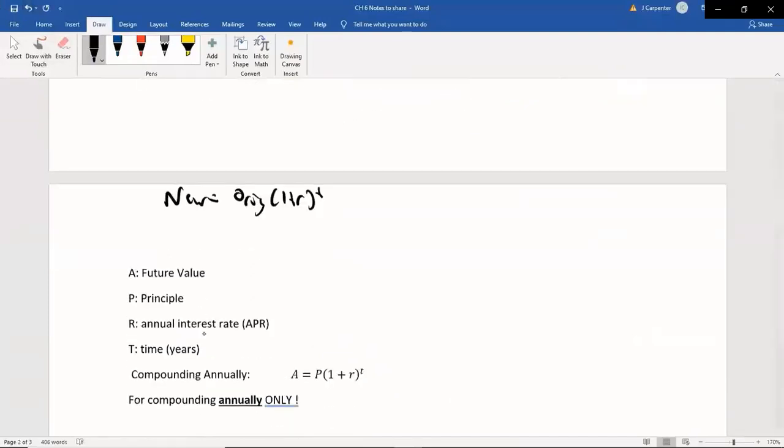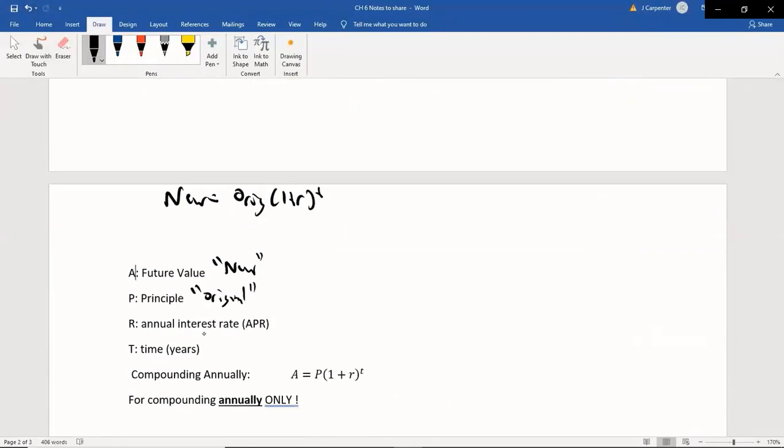So A, the future value, that's what we call the new. P, the principal, that's what we call the original. R, the annual interest rate, there's no surprise there. T, the time in years, there's no surprise there. So when we compound annually, when we gain money once per year or whatever it is we're gaining, it's not always just money. Maybe we're talking about gaining cells over a year or something like that, which is not a great model, but you certainly could make it.